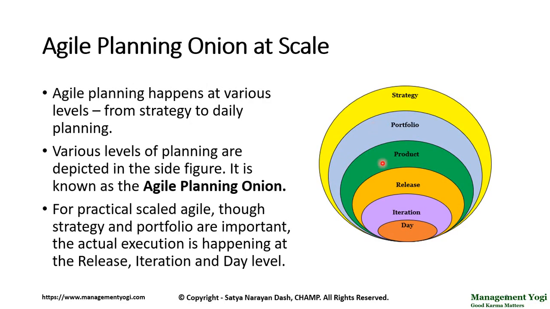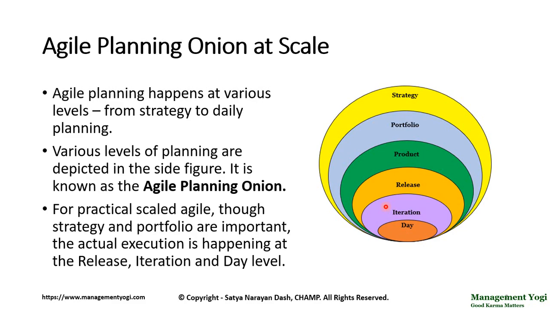Below portfolio, we have product. Some Agile Planning Onion concepts also depict at this level you have a program, and below program, you can have project. But here I have product. Below product, we have releases. Under release, we have iteration. And under iteration, we have daily. For Kanban, iteration won't be there, but we can have releases using a cadence, which is basically a rhythm of execution. To understand more on that, you can refer to the article published at MPUG.